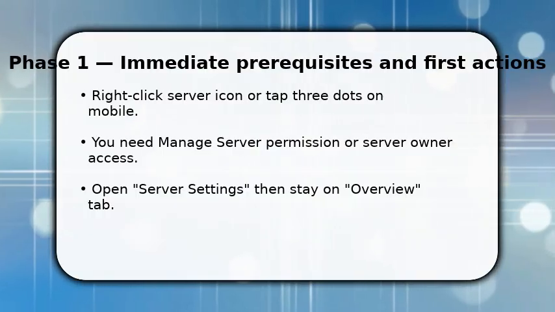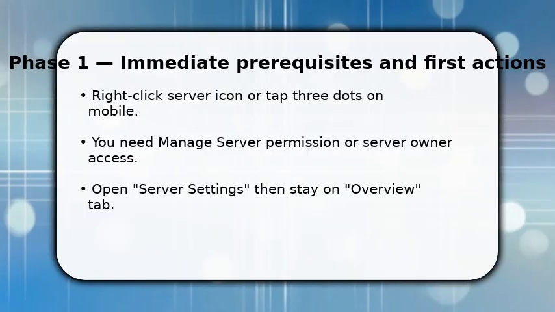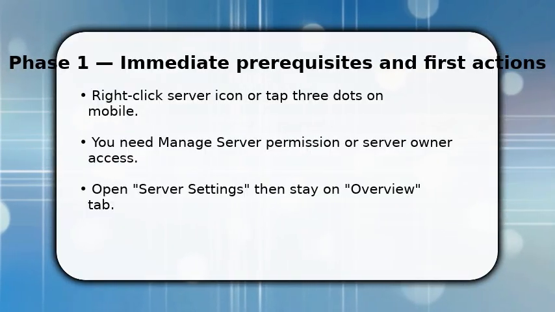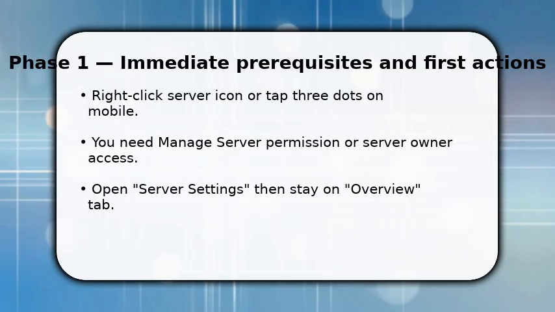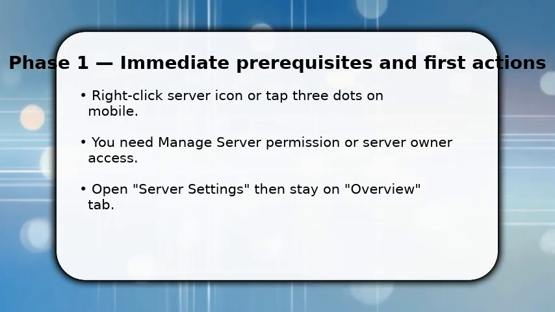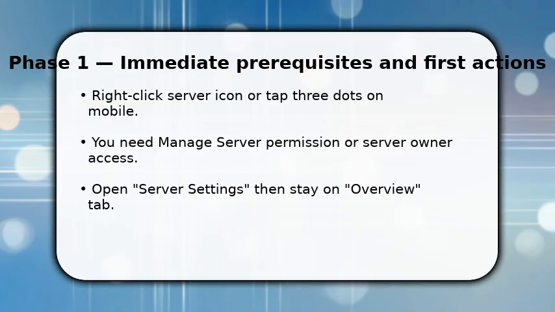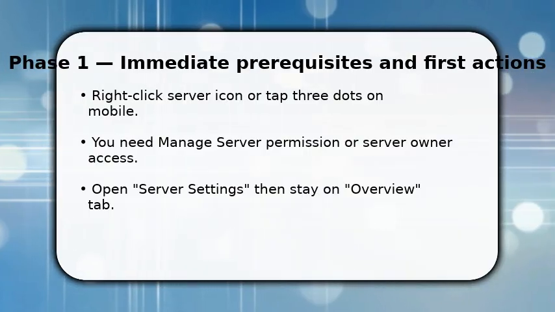You start by opening Server Settings. This is where names are stored. Right-click the server icon on desktop or tap the three dots on mobile, then choose Server Settings. Make sure you have Manage Server Permission. If not, ask the owner.